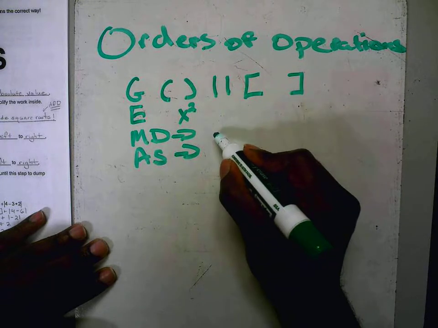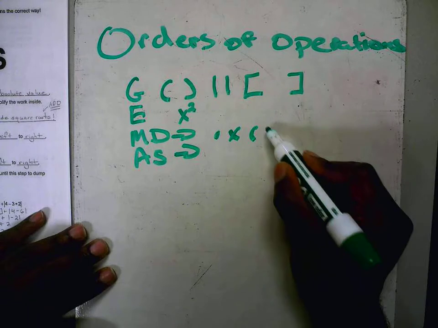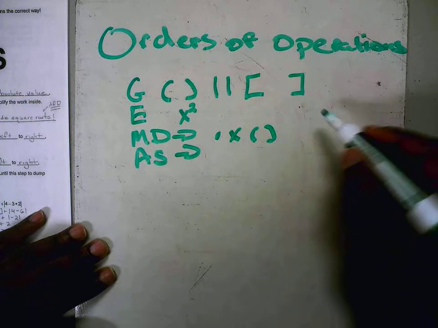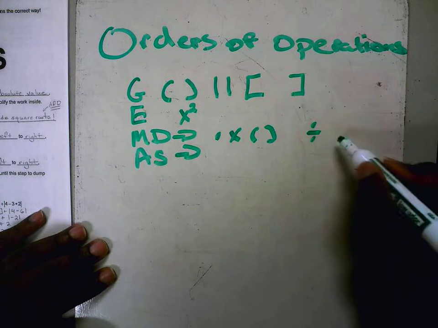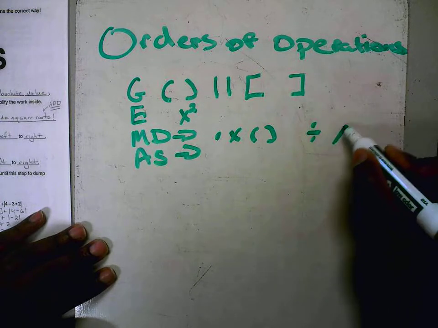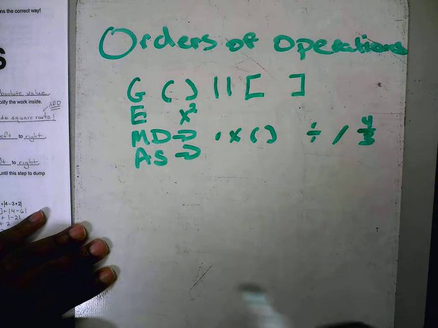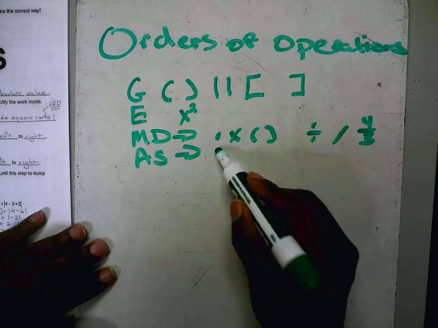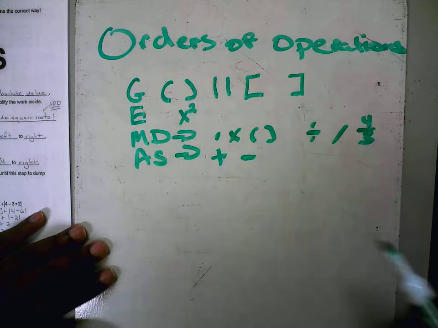Multiplication you can see with a dot, you can see with an X, and you can see with just a number outside of parentheses. Division, you're going to be able to see that with a division sign, with a slash, and also with a regular division sign. In addition, luckily there's only one way to show that, and subtraction, there's only one way to show that.